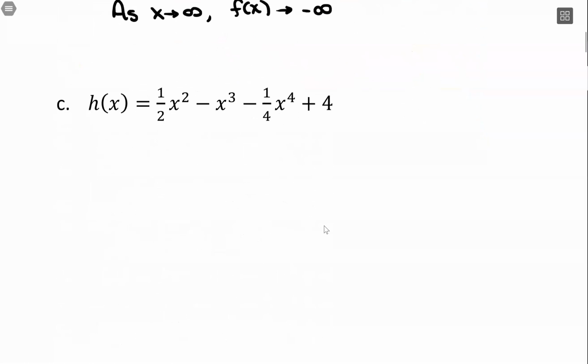All right, this function here, looking for the leading term. So this is not factored form, so I can just look for the highest exponent. That's coming from that x to the 4th. So I want to focus on this whole negative 1/4 x to the 4th. So the leading term is this negative 1/4 x to the 4th.